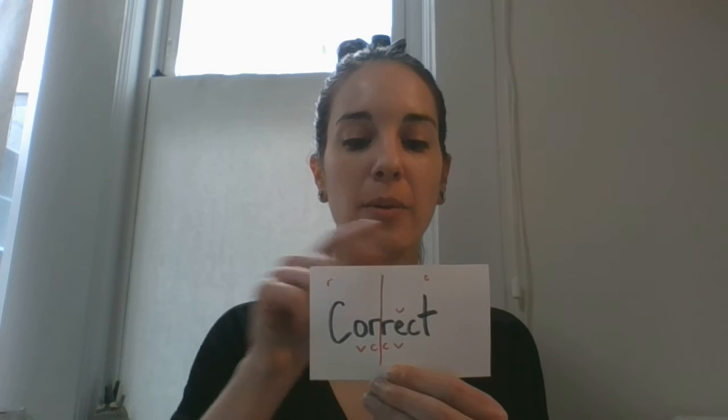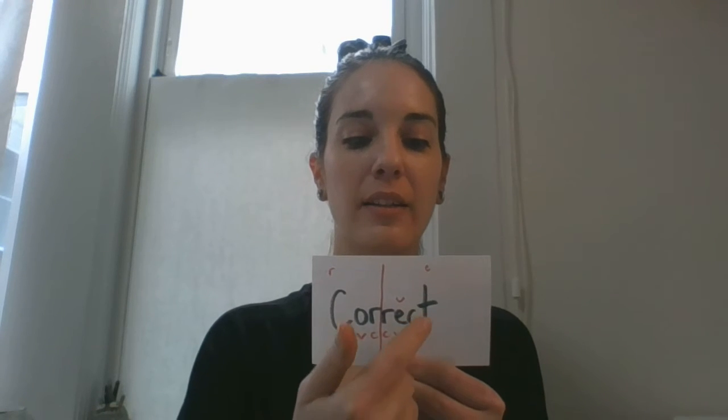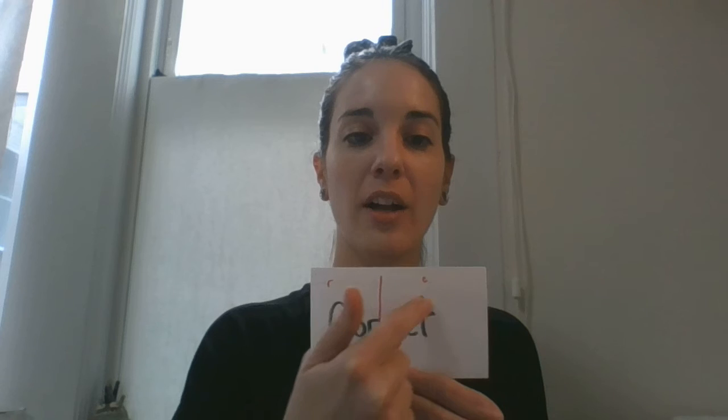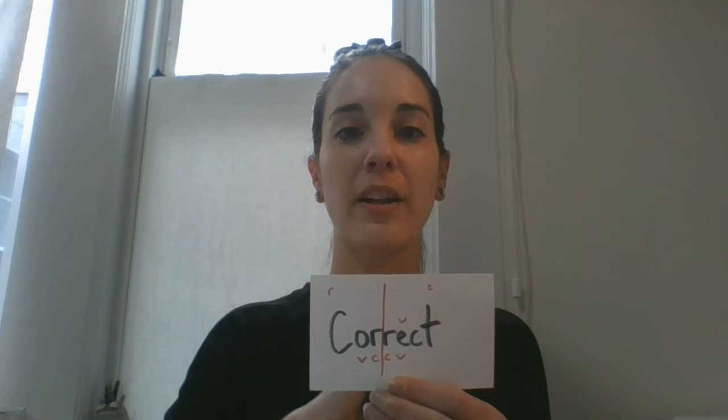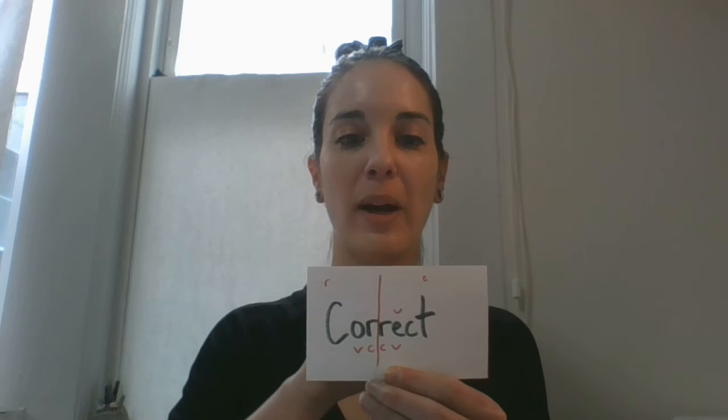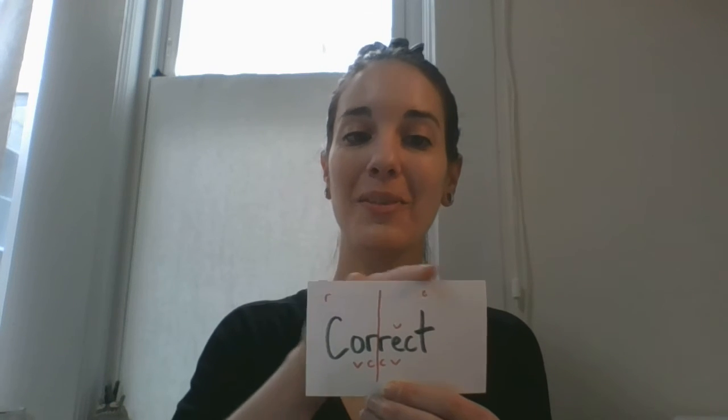And then the next syllable is rect. And CT is a consonant blend saying kt. And then the E is short because it's closed by that consonant blend. Rect. I can go back and decode it. Correct.